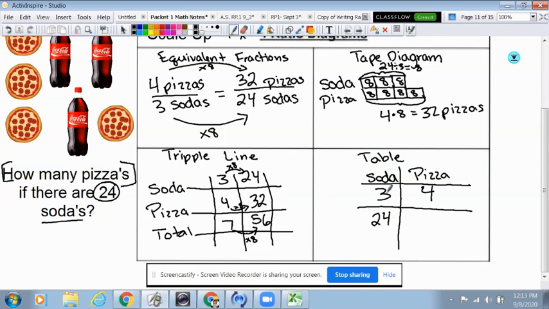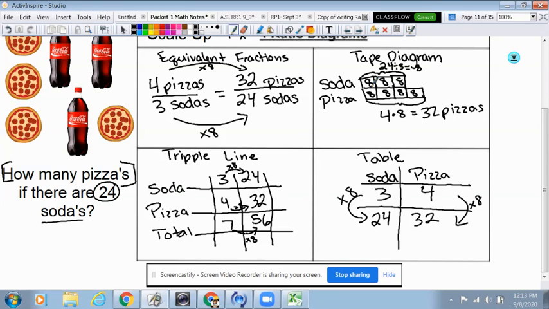So I have to do the same process. How do I get from 3 to 24? I say 3 times what gives me 24? 3 times 8 gives me 24. And whatever I do to one side, I must do to the other side. So 4 times 8 gives me 32. You can do this the same thing if we were to scale down, but instead of multiplying each time, you would be dividing to scale down.